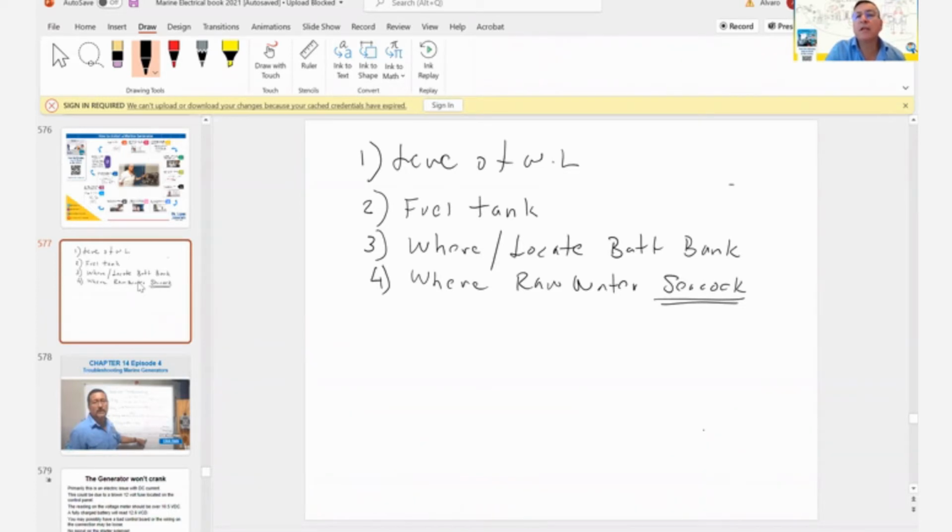Both of them should be located on side of the stringers. No, below the water line. What happened if the raw water pump, we are going to learn more about this in the next coming classes in the summer in diesel and gasoline. What happened if the raw water pump is located in the limit of the water line or a little higher?